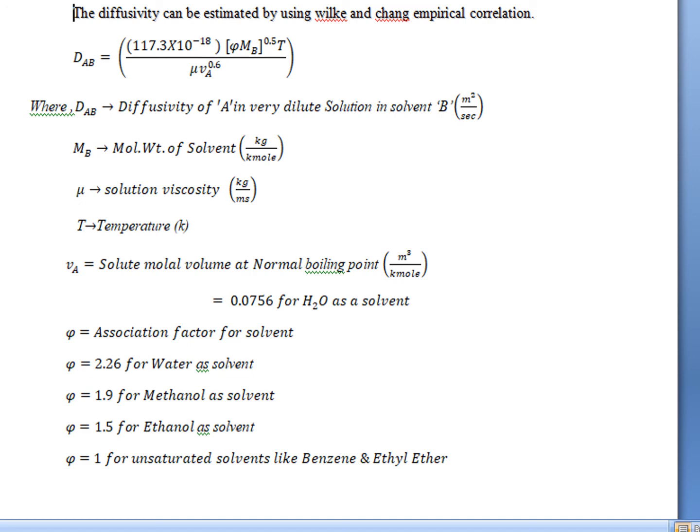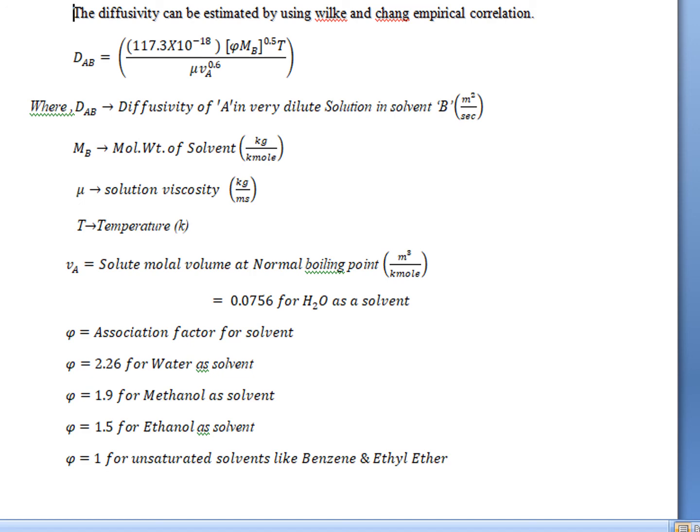Where Dab is the diffusivity of capital A in a very dilute solution in solvent B. The unit of Dab is meter square per second. Mb is the molecular weight of the solvent, kg per kg mole. Mu is the solution viscosity, kg per meter second. T is the temperature in Kelvin. Va is the solute molar volume at normal boiling point, the unit is meter cube per kilomole.